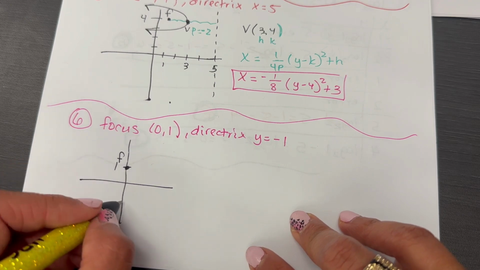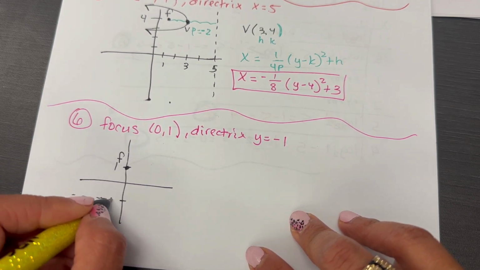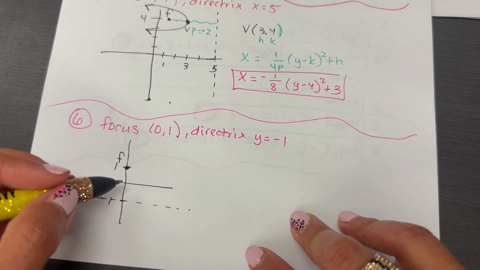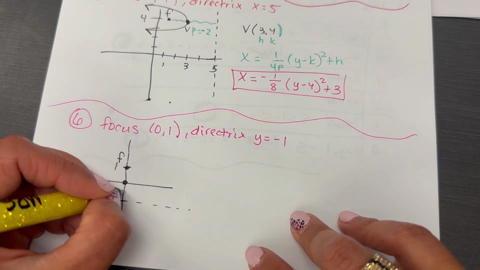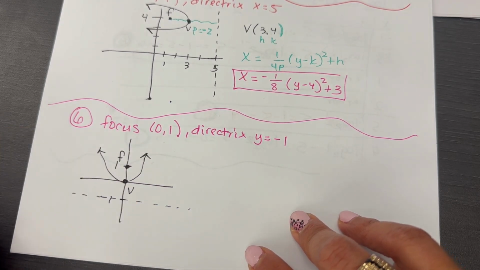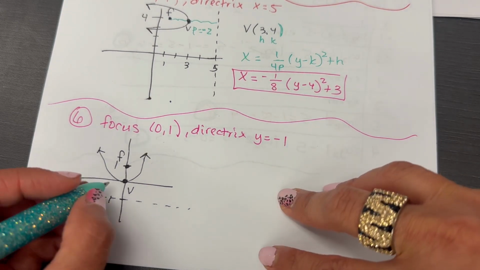The directrix is at y equals -1, so it's got to go through the y at -1, which means it's a horizontal line, which means the vertex should be smack dab in the middle, which happens to be the origin. Because the directrix is always behind the vertex, this parabola is facing up. So what do we have here? We've got an upward facing parabola.